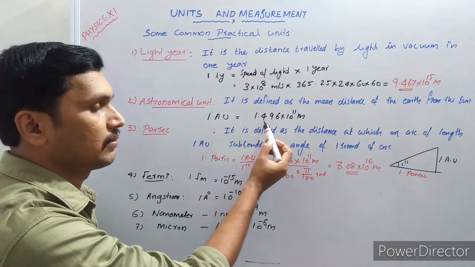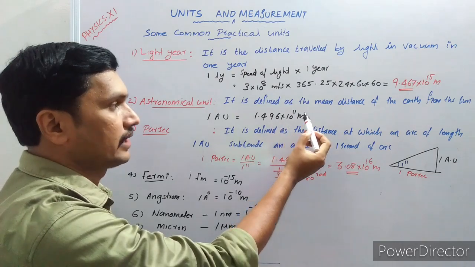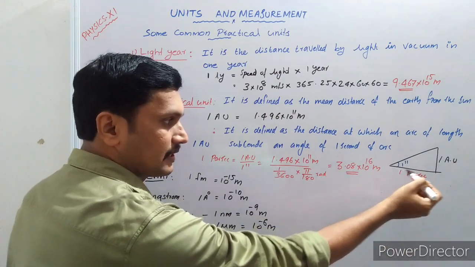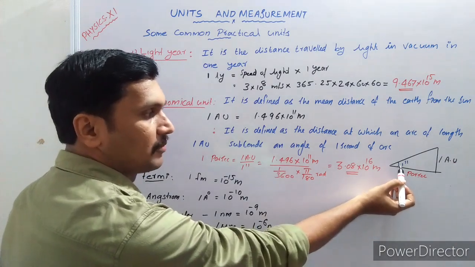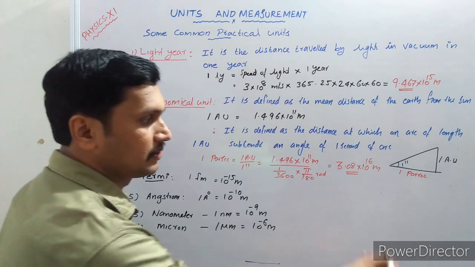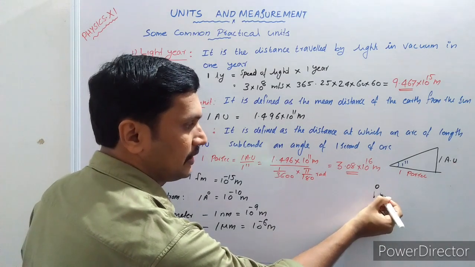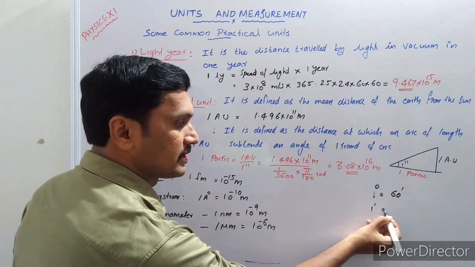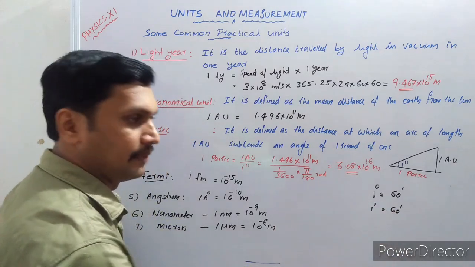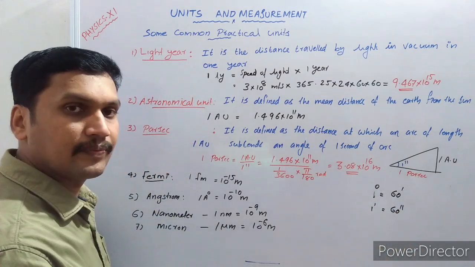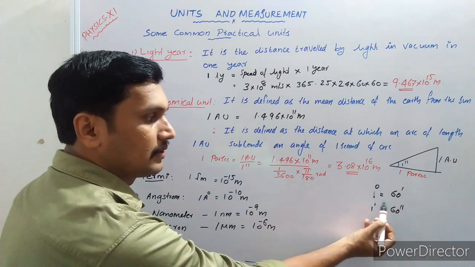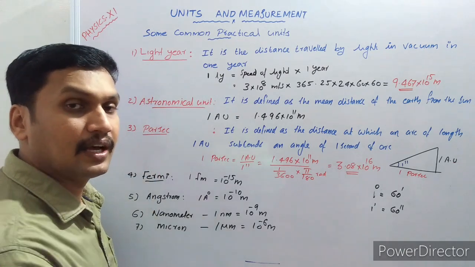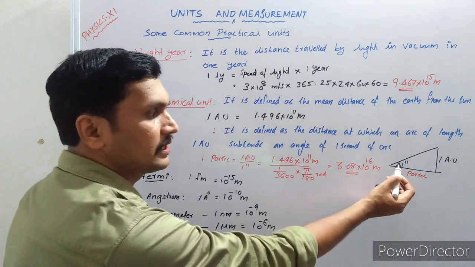You know 1 astronomical unit is equal to 1.496 into 10 raised to 11 meter, and this is the radius of this arc. The radius subtends a very small angle of 1 second. You know that 1 degree is equal to 60 minutes, and 1 minute is equal to 60 seconds. Second and minute are units of angle. See, the second is a very small unit for angle measurement, so this angle is usually too small.